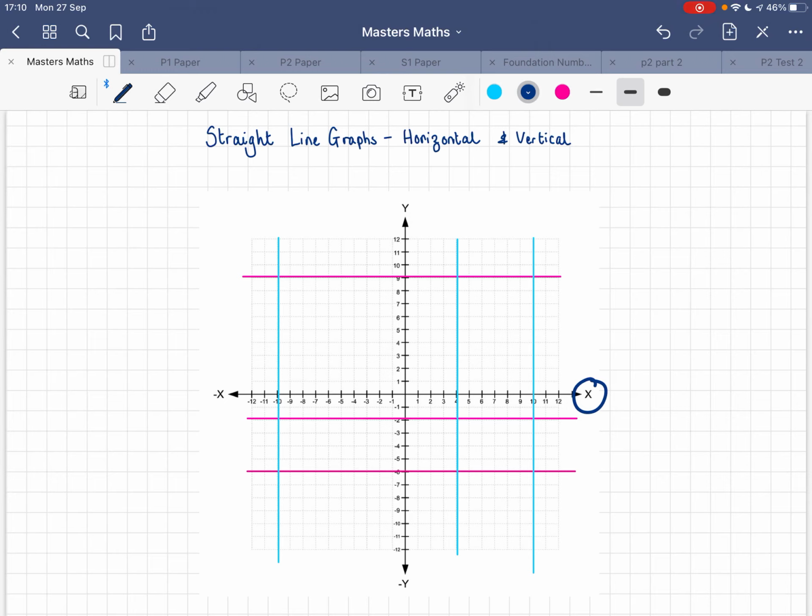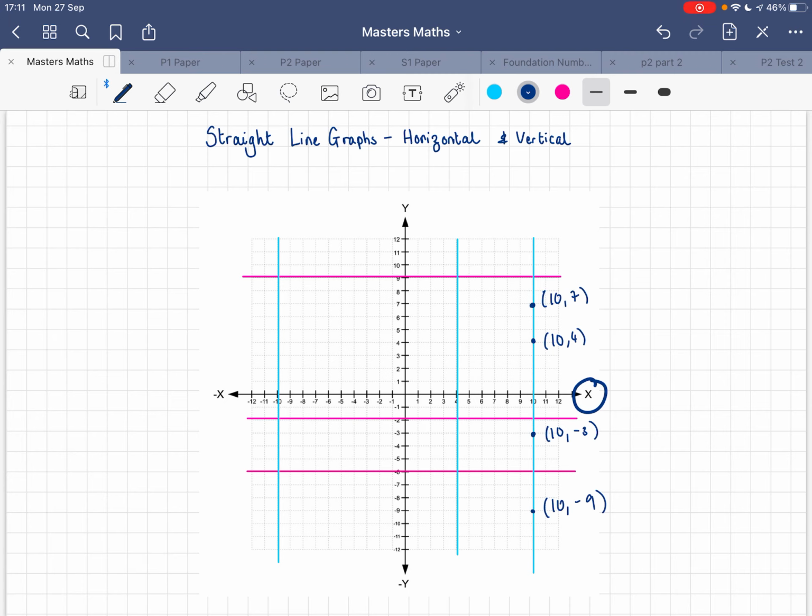That means all of those lines would have the same x coordinate for every point on that line. So if we just look at this one on the far right, if I put a few points on there and write the coordinates next to it. This one is 10, 7. The one underneath it is 10, 4. The point below that is 10, minus 3. And the one below that is 10, minus 9.